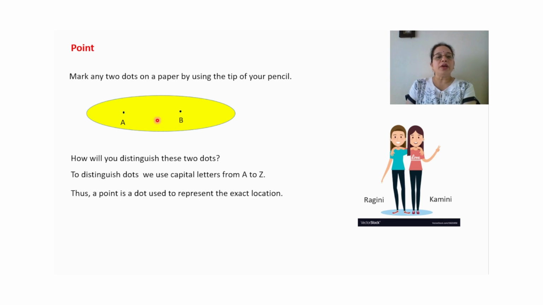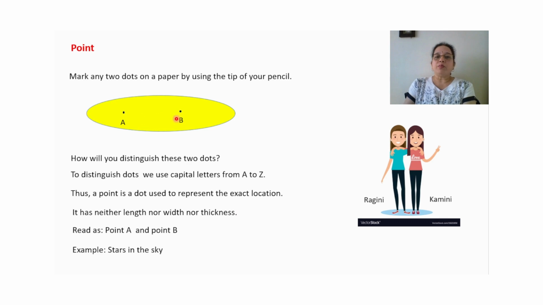So thus a point is a dot used to represent the exact location. It has neither length nor thickness nor width. It is just a mark of a position. How can we read this? We read this as point A and this as point B. As an example from our daily life, the stars in the sky represent points.